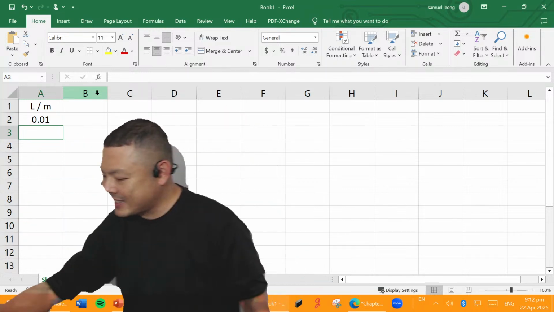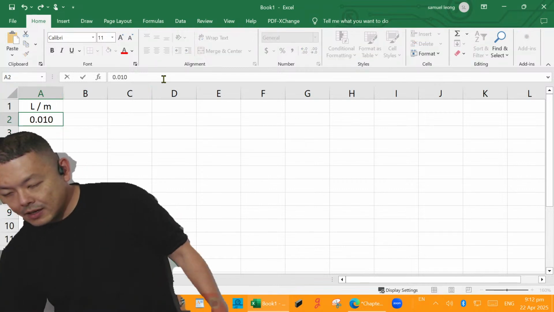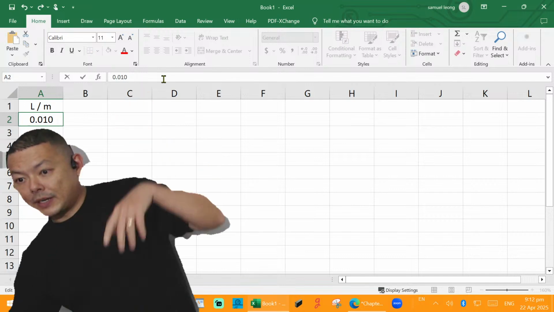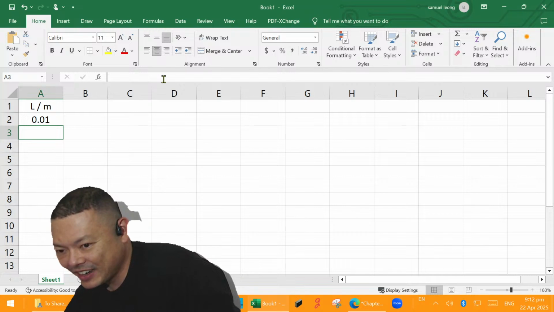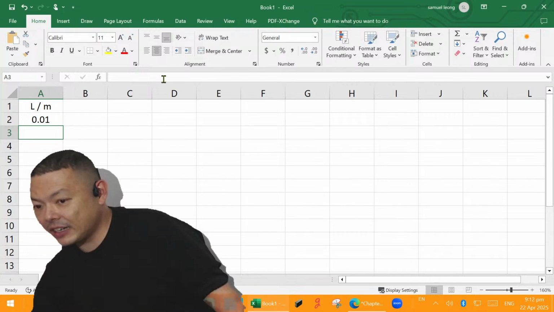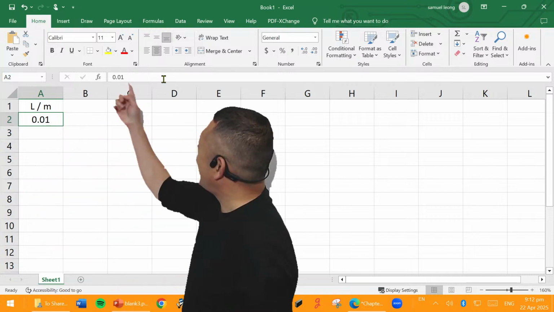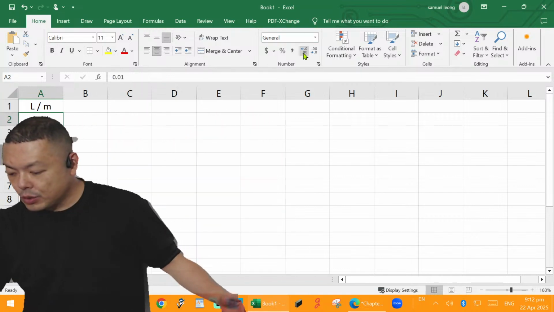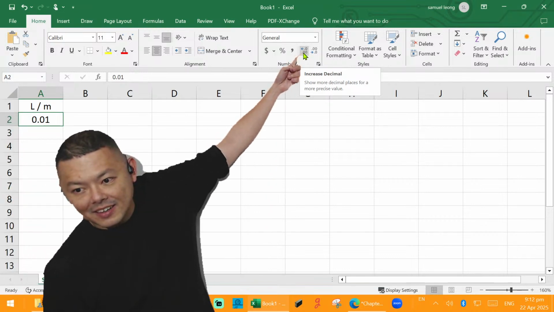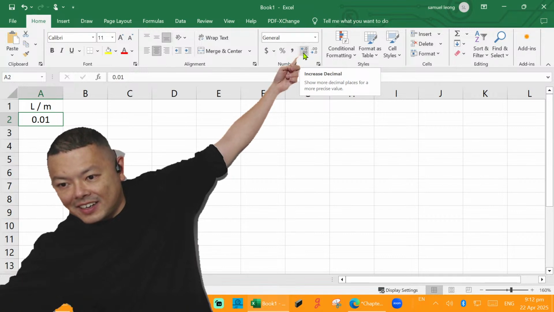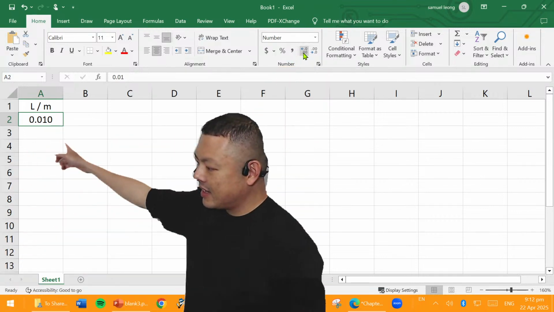But Excel has this peculiar thing. You see, I put 0 at the back. I press enter. Where has it gone? They're going to take away marks for your wrong significant figures. So what you need to do is adjust the decimal. You need to click this thing here. You click on it, it should appear.